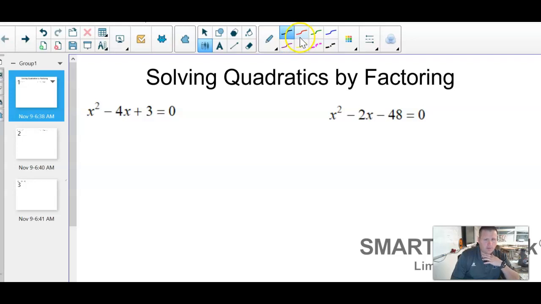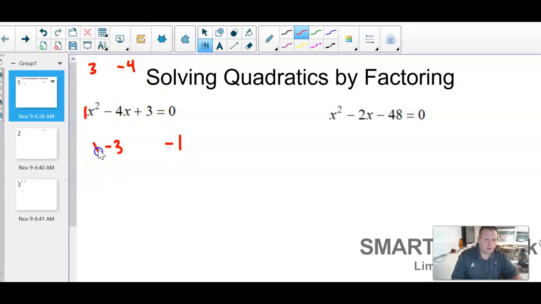But just a reminder, what we're going to first do is multiply a and c together. So I'm going to multiply this 1 here by 3, and that'll give me 3. Then I'm looking for two numbers that will multiply to 3 and add to my middle number, -4. The only two values that'll do that are -3 and -1. If I multiply those, that gives me a +3. If I add them, it gives me a -4.